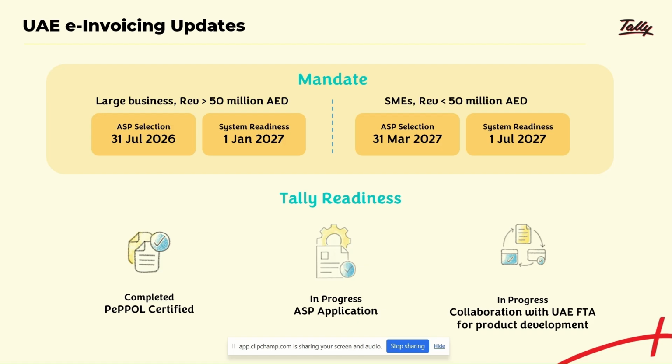Once again, the mandate, I'm just informing you: for the large businesses above 50 million, the ASP selection should be 31st of October 2026, not July, and the system should be ready by 1st of January 2027. And for the other industries, it is 31st of March 2027, and the system should be ready by 1st of July 2027. And from Tally's readiness point of view, we are already a certified partner. The product is getting ready now. June second week is what we are expecting, and once it is done, we will be providing it to the customers on a need basis.